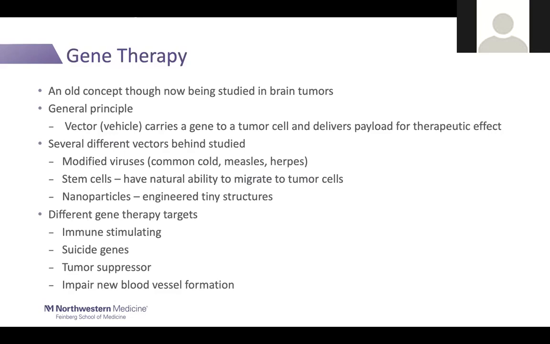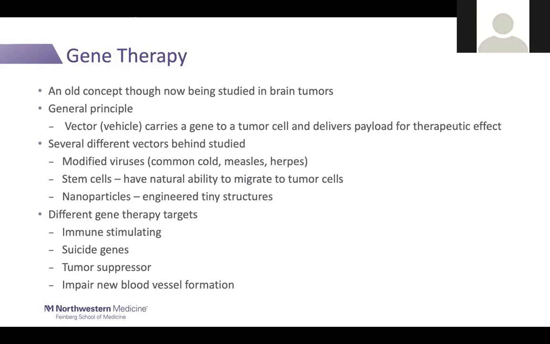Some try to stimulate the immune system. Some try to actually kill the tumor cells, and those are called suicide genes. You inject them into the tumor cells, and it causes them to die. Do you use gene therapy to suppress tumor cells? Do you basically say, okay, I want to turn off this abnormal mechanism in the cells that's causing the tumor to grow? Do we just give you a gene therapy that stops that specific target?